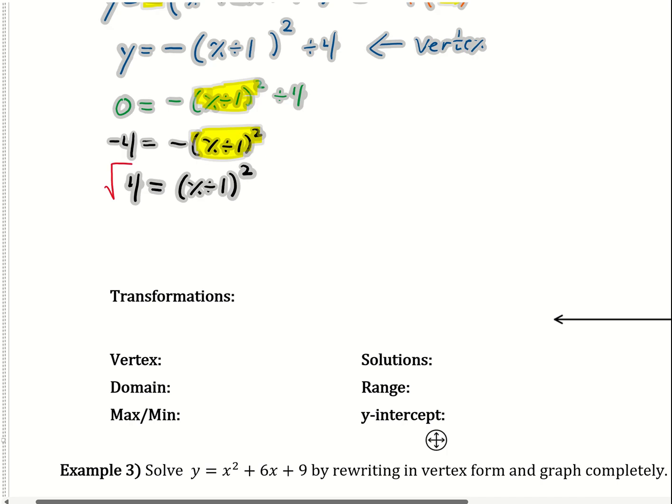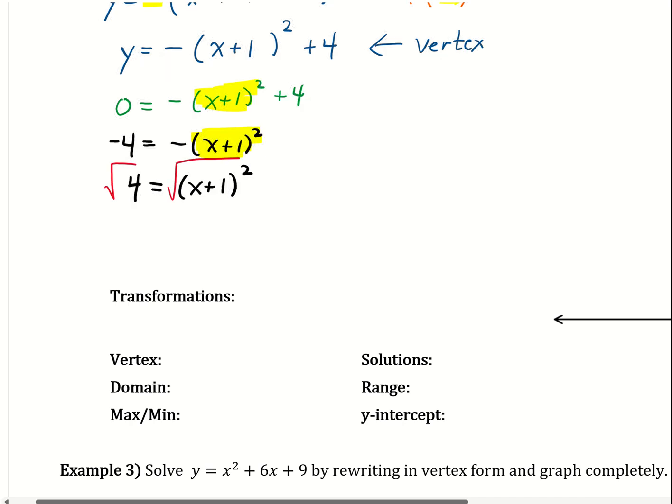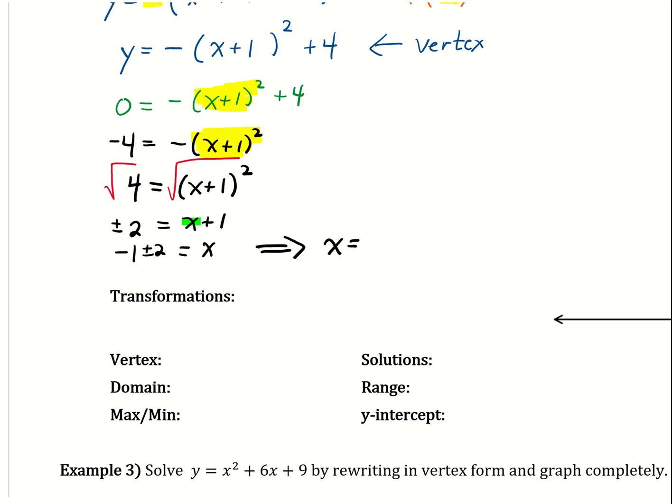We can square root both sides. The square root of 4 is 2. Don't forget plus or minus 2 equals x plus 1. We want to get the x alone, and in order to do that, we're going to subtract 1. So x will be negative 1 plus or minus 2. From here, you're going to get two answers. Negative 1 minus 2 is negative 3. Negative 1 plus 2 is 1.